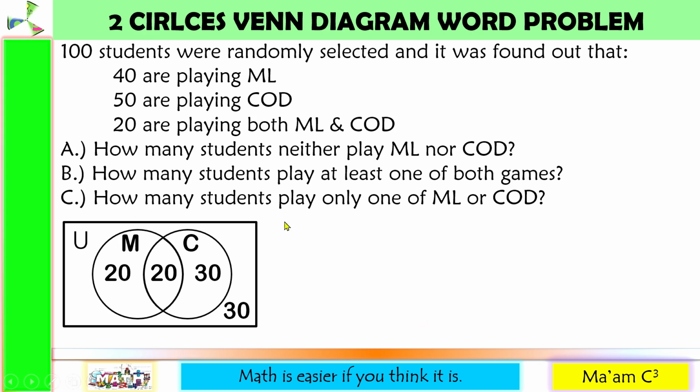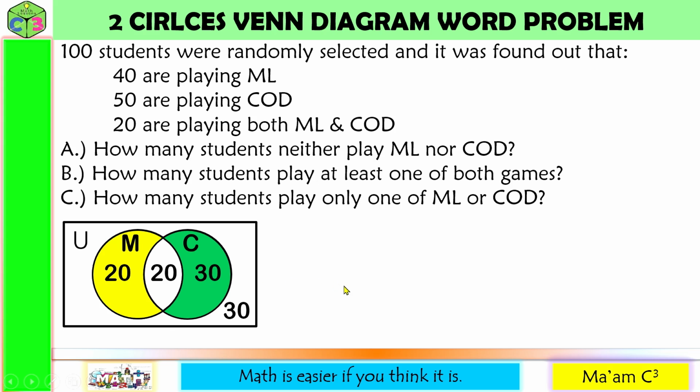How many students play only one of ML or COD? Meaning students that play only ML or only COD. Cannot be both. So we are looking for this shaded area here. So using the Venn diagram, we can easily answer the question, and that would be 50 students.